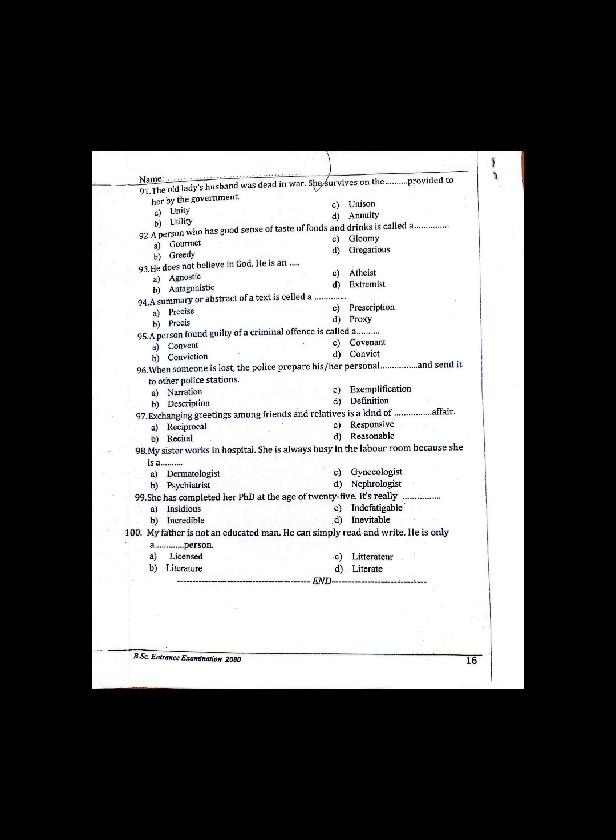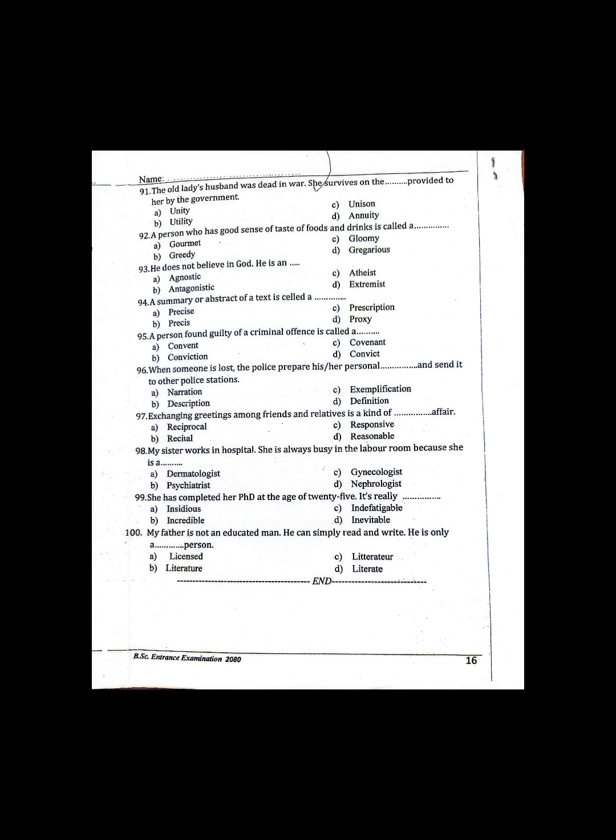91. The old lady's husband was dead in war. She survived on the provided to her by the government. A, Unity; B, Utility; C, Unison; D, Annuity. 92. A person who has good sense of taste of foods and drinks is called: A, Gourmet; B, Greedy; C, Gloomy; D, Gregarious. 93. He does not believe in God. He is an: A, Agnostic; B, Antagonistic; C, Atheist; D, Extremist.